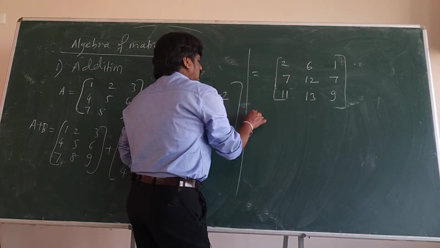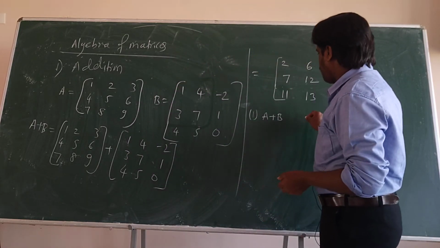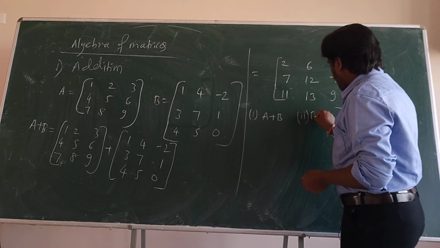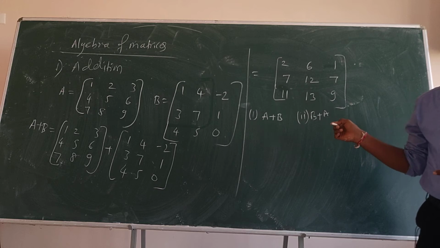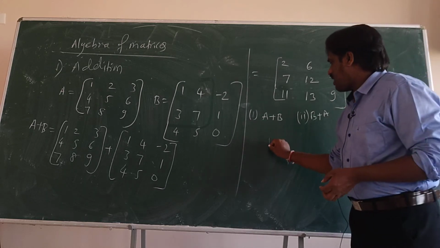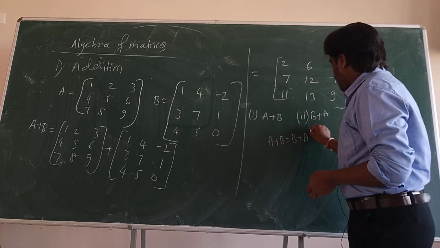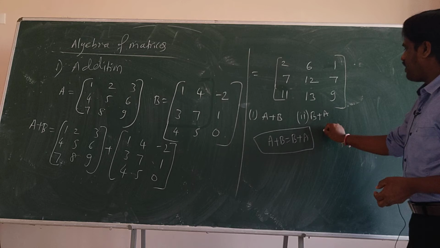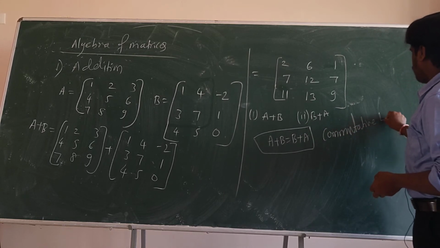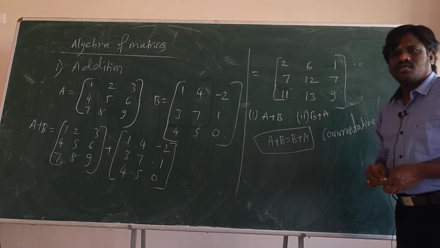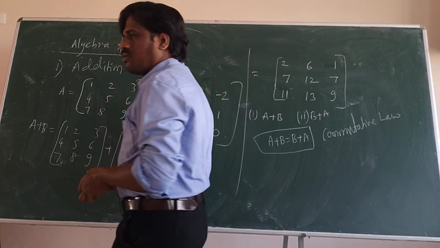In this, if I do A plus B, and if I find B plus A also, I get the same answer. From this I can conclude that A plus B is equal to B plus A. So matrix addition holds the commutative law. This is called the commutative law. Suppose I take one more example. First copy this.